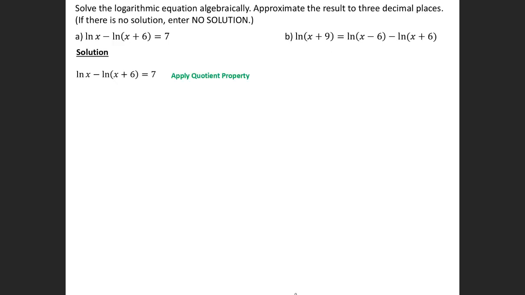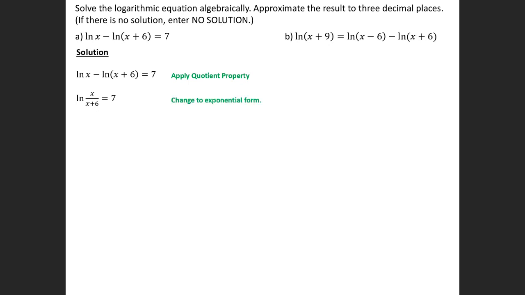My quotient property says that I can divide these two logs into a single log, right? So then I have the natural log of x divided by x plus 6. Again, we read this from left to right. So the first one always goes on top, and the second one always goes on the bottom, our denominator. So we have natural log of x divided by x plus 6 is equal to 7.